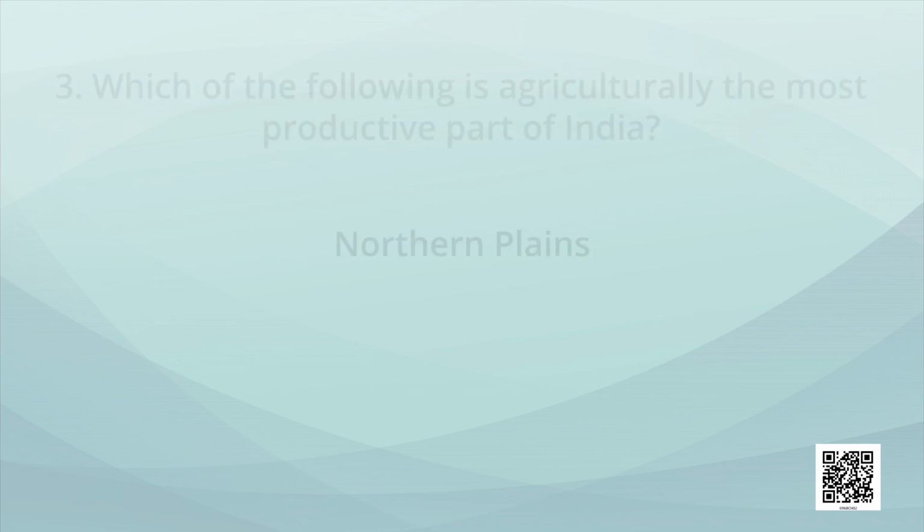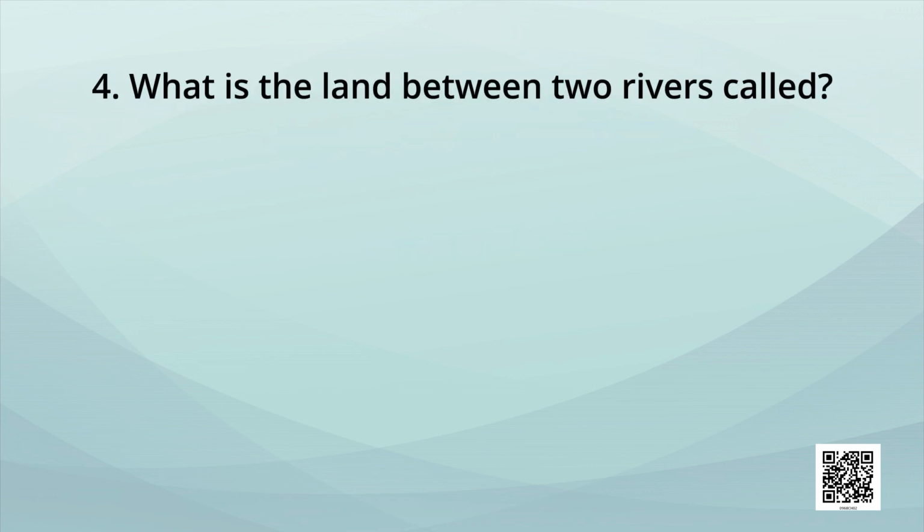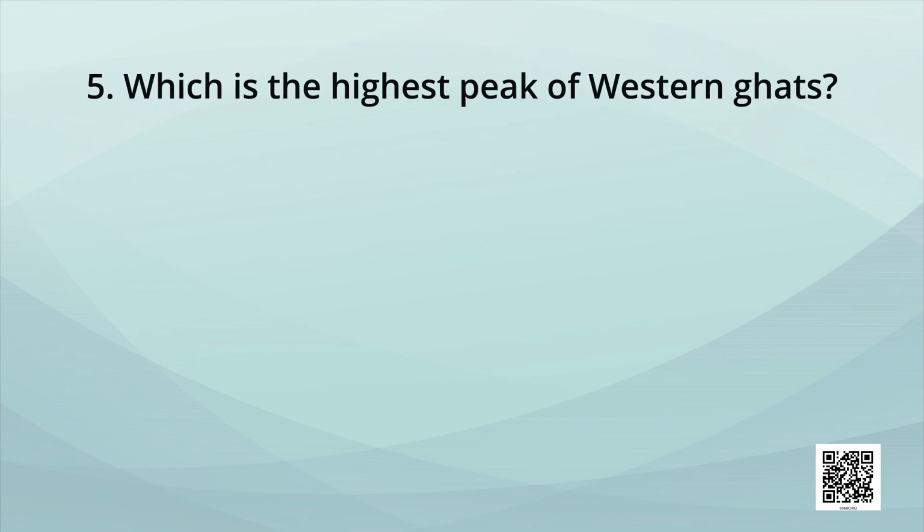Very good. The next question is, what is the land between 2 rivers called? And the answer is Doab. Next question is, which is the highest peak of Western Ghats? And the answer to this question is Anaimudi.